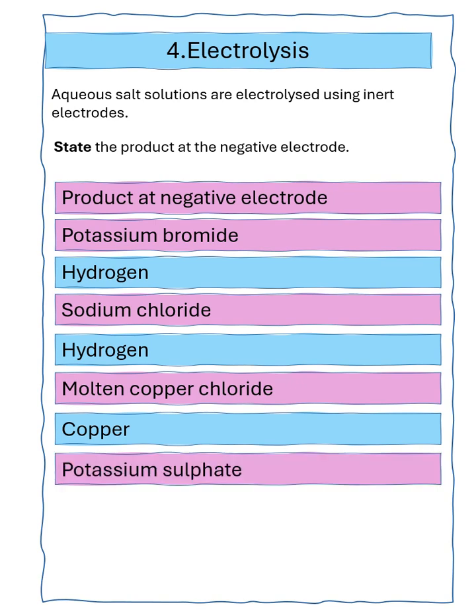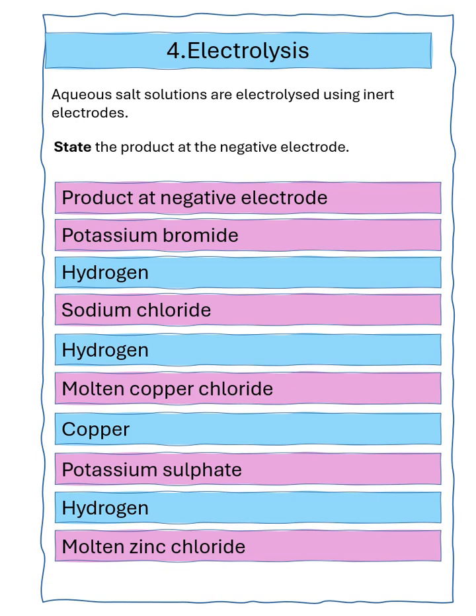Potassium sulfate. Again, potassium is more reactive than hydrogen, so therefore we'll get hydrogen gas formed. And the final one is zinc chloride. Zinc is less reactive than hydrogen, therefore we'll get zinc formed at the negative electrode.